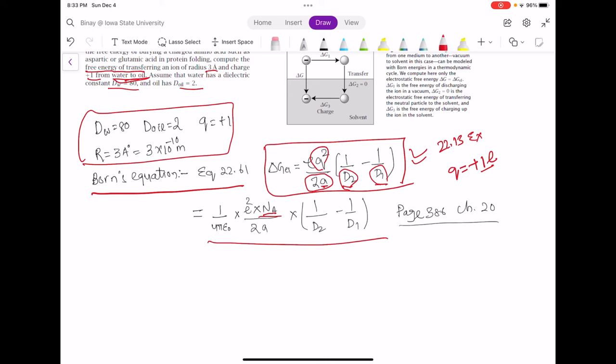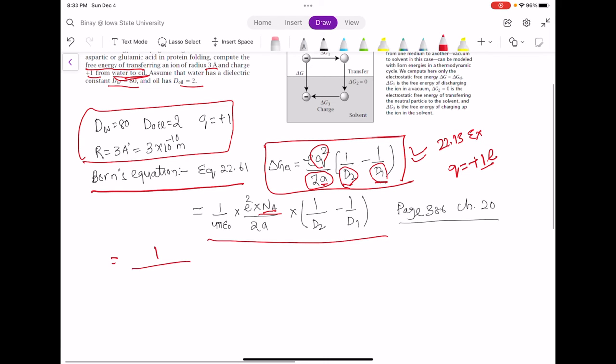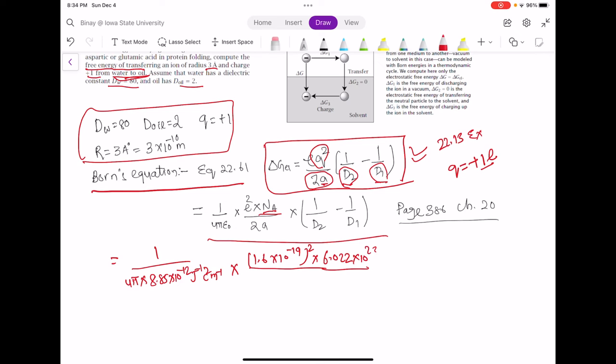Okay, now let's substitute the values. 1 over 4 pi, the value of epsilon or permittivity is 8.85 times 10 to the power minus 12 joule inverse coulomb square meter inverse, multiplied by e square Na. e square is the charge of an electron or proton, so I can write it as 1.6 times 10 to the power minus 19, whole square, times Avogadro's number 6.022 times 10 to the power 23, over 2a.